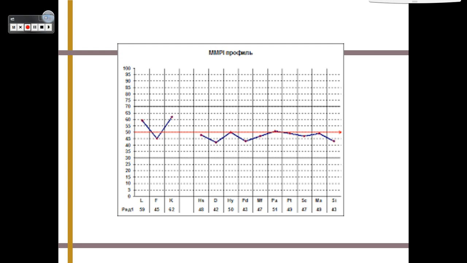Here is a real MMPI test profile, and these three are the validity scales, while these are the clinical scales. As you can see, this person appears to be well within normal ranges, so they're not considered clinically significant or dangerous. Over here, we have three different scales.